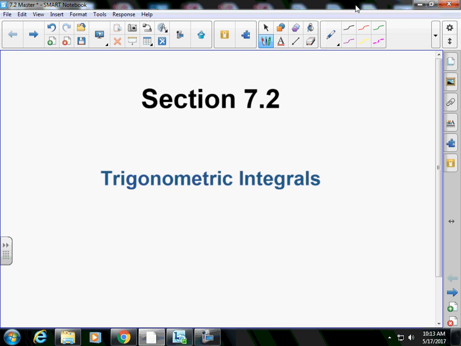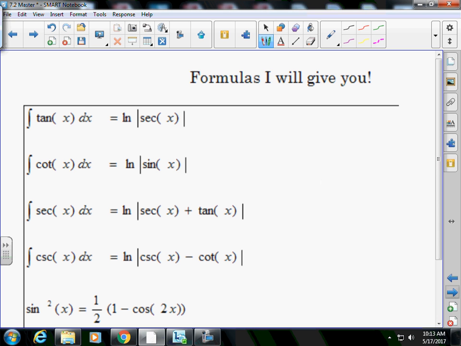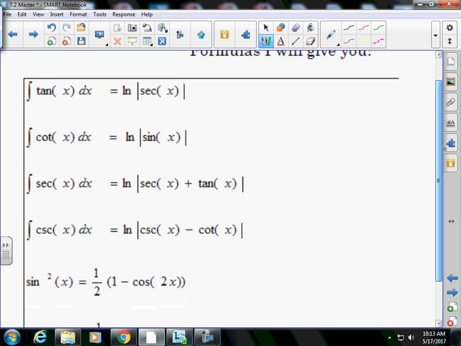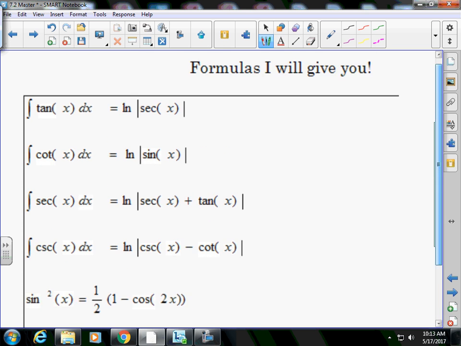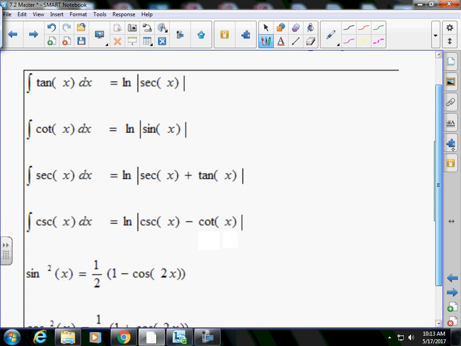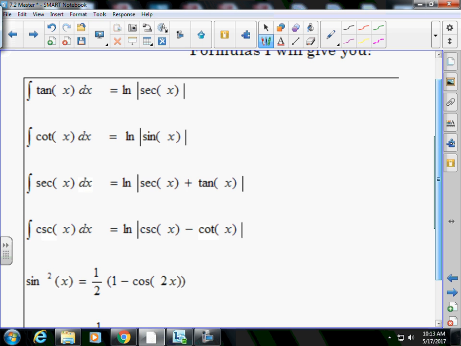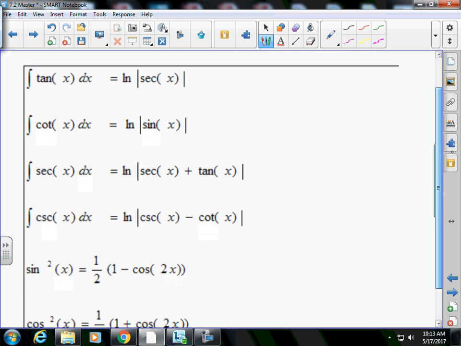Okay, we're ready to start the next section, section 7.2, trigonometric integrals. Before we get started, let's look at the next two slides. These are formulas I will give you. This will be attached to every test from test 2 forward. It says if I want to integrate the tangent of x, it's equal to the natural log of secant x.